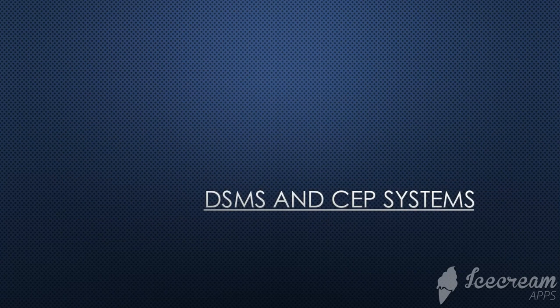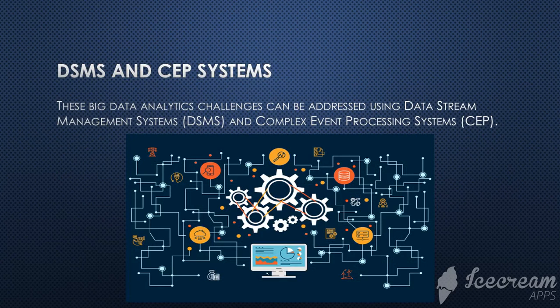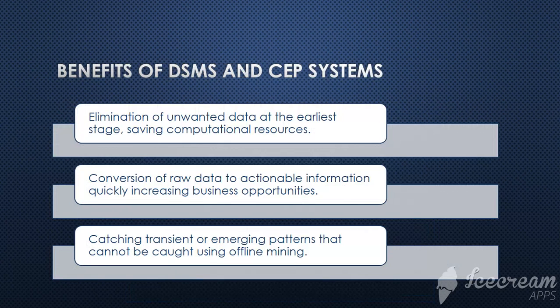Then we'll come to DSMS and CEP systems. The four big data challenges that we talked about can be addressed using data stream management systems and complex event processing systems. What are the benefits to use these DSMS and CEP systems? Basically, first, the elimination of unwanted data at the earliest stage, saving computational resources. We save a lot of computational power just by eliminating things that we don't need early on. Then the conversion of raw data to actionable information quickly, increasing business opportunities.